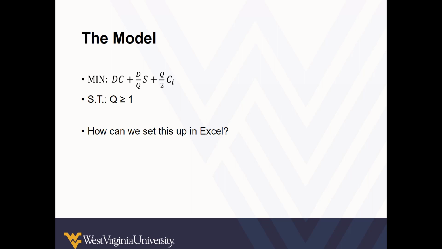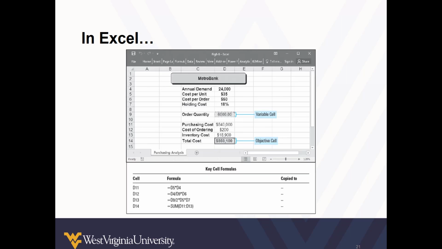This is the model we're looking at. We're trying to minimize the equation shown, and the value for Q must be greater than or equal to 1. So let's look at how we would go about setting this up in Excel. The image on this slide diagrams how you would set this up in Excel, as well as the key cell formulas that are necessary to make this model work.